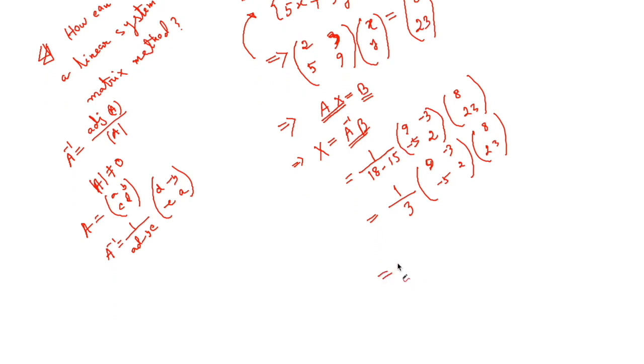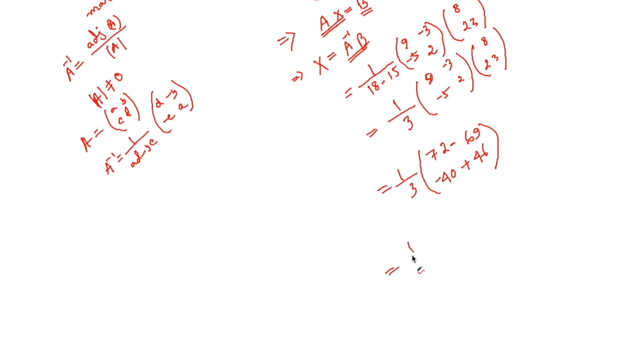Now if you multiply two matrices, then this row and this column will be what? 9 into 8, which is 72, minus 3 into 23, which will be 69. And second row, this column, minus 5 into 8, which is minus 40, plus 2 into 23, which is 46.